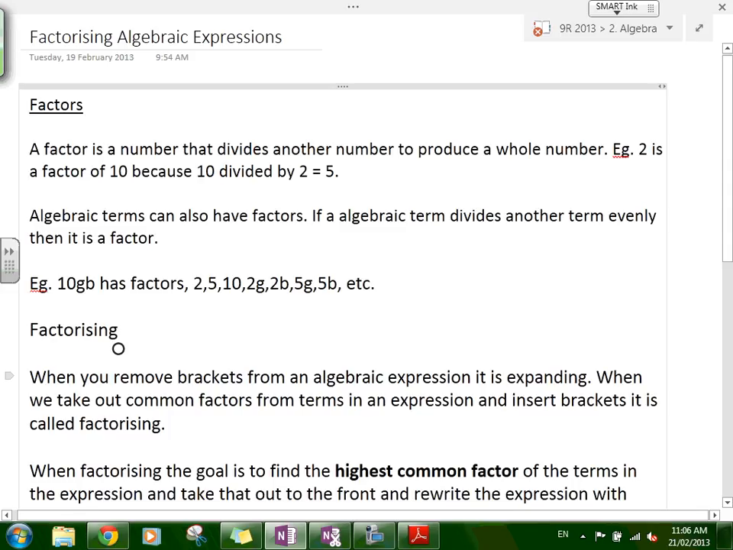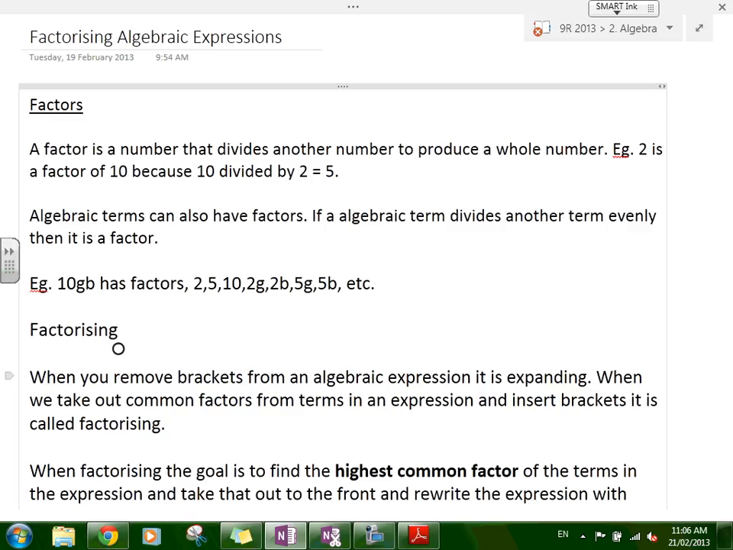So we're talking about factorizing algebraic expressions, and as we know, a factor is a number that divides a number to produce a whole number. Okay? So a number that, if you like, goes into another number multiple times. So a factor of 10 is 2, because when you divide 10 by 2, that equals 5. Right, so 10 divided by 2 equals 5, hence 2 is a factor of 10. Or 5 is a factor of 10.